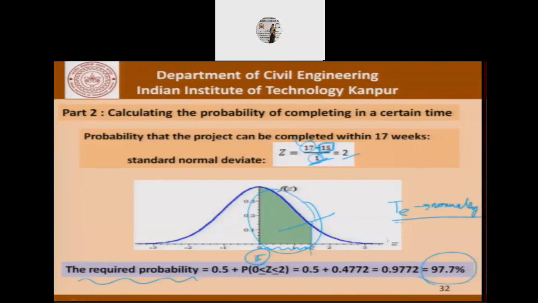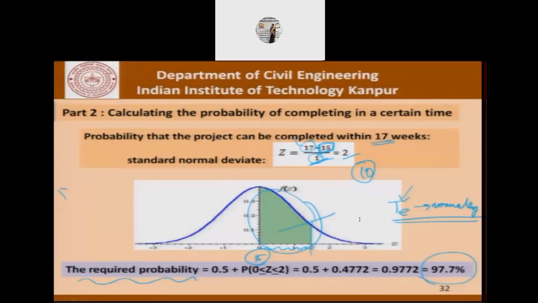Here we can say that yes, the capital TE represents that time which has a 50% probability of completion. So with this, we have introduced the concept of PERT. We have introduced the concept of uncertainty in the activity durations.